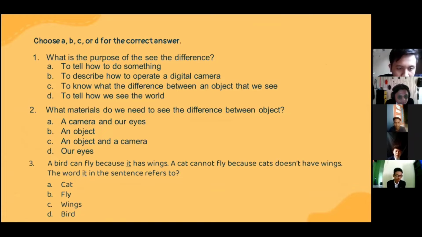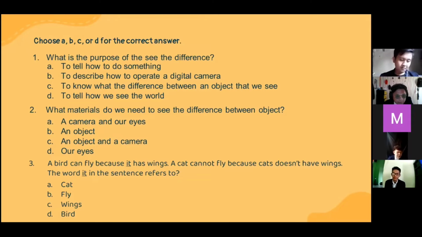Okay, there are three questions on the slide. And number one is, what is the purpose of see the difference? Zarkasi, can you answer it? Me, sir. Yes, go on, Zarkasi. So see the difference is to describe how something is, to know an identity, object or living being, where we are required to observe to find. That's good. So the answer is C, right, Zarkasi? Okay.